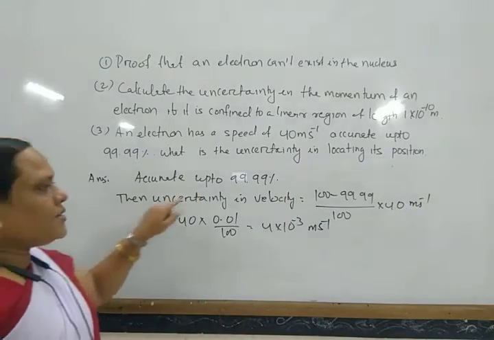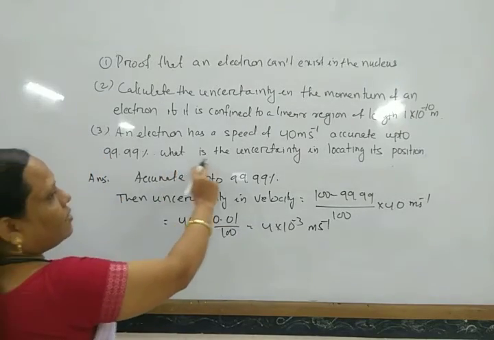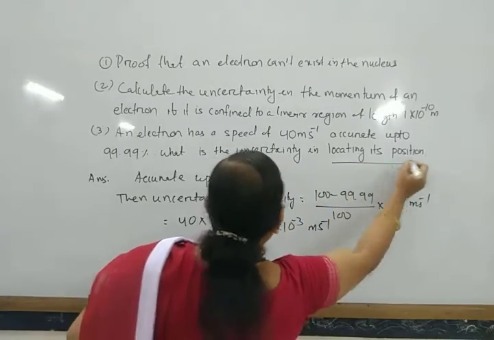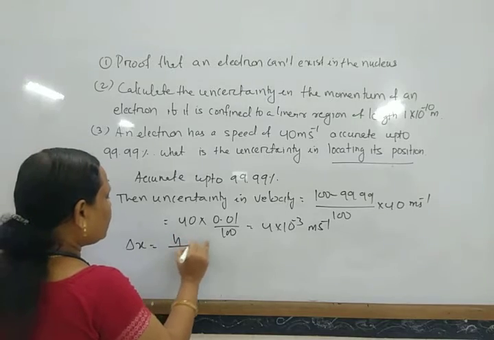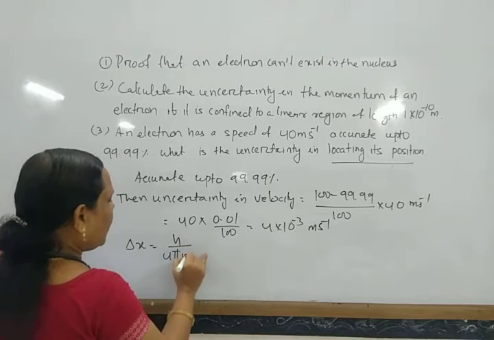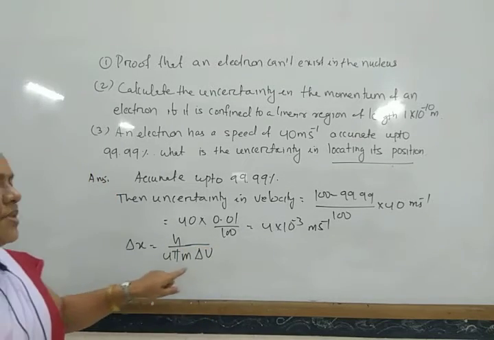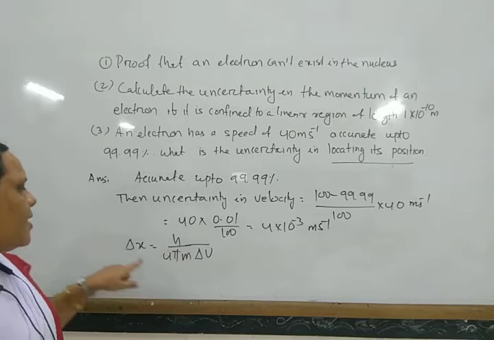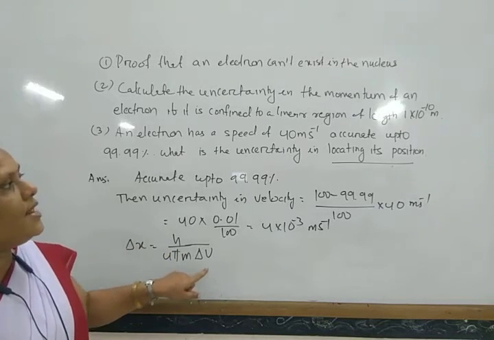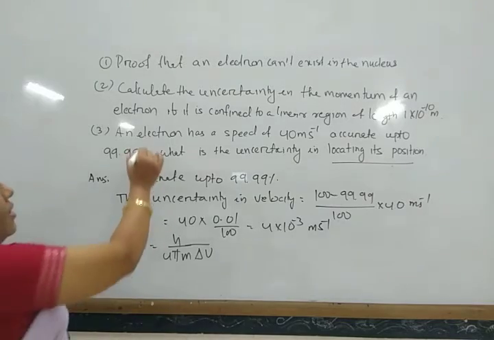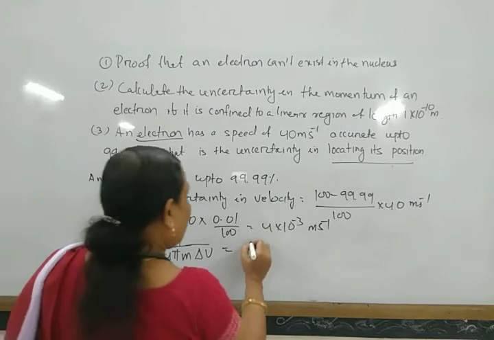So the uncertainty in velocity is this much, and what you have to find out is its position. Then del x into m into del v equal to h by 4 pi. In this way, del x equal to h by 4 pi m del v. And given also electron, in this way put the mass of electron and Planck's constant.